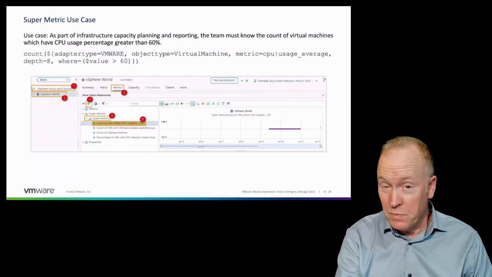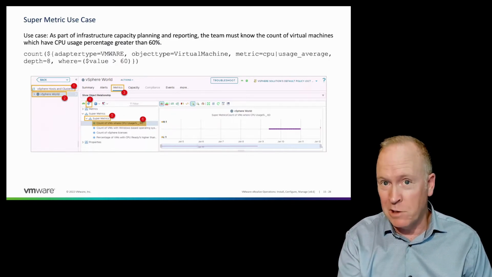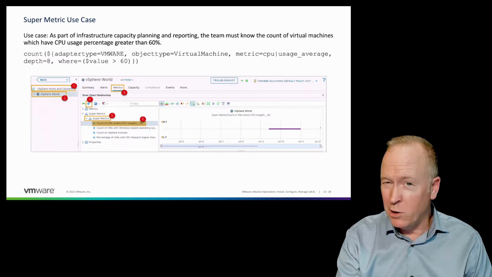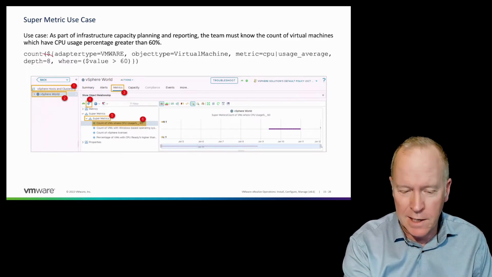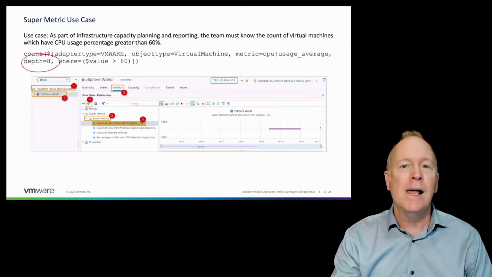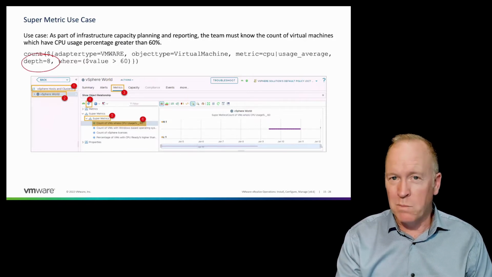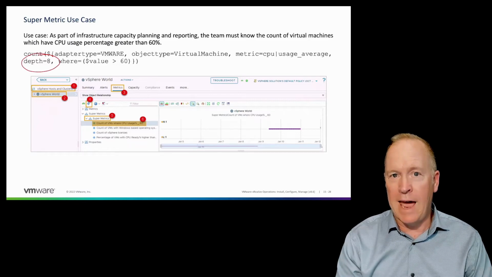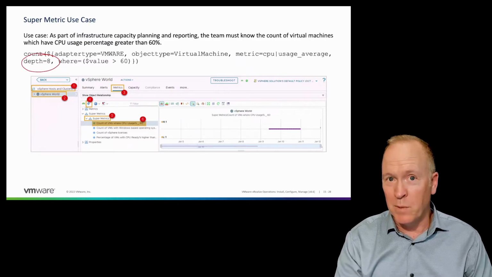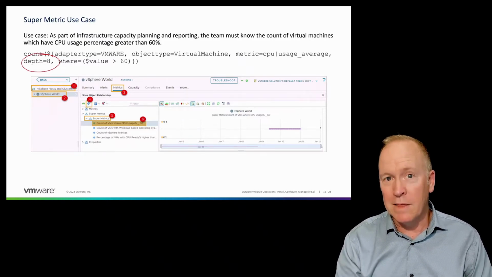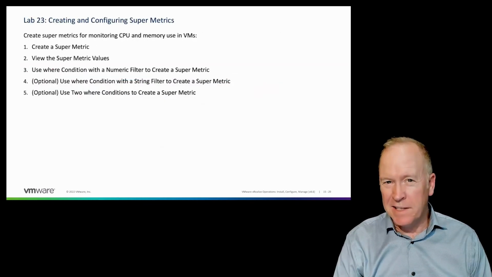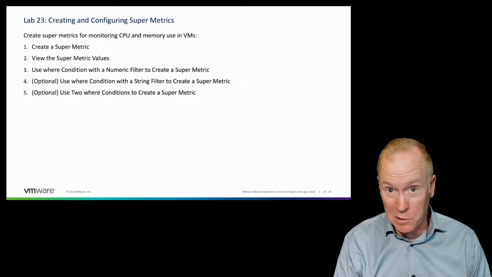Now, if you paused the video and looked at the formula like I challenged you to do, there's one more part of this formula that you're probably asking yourself about, which is this high depth value. In our earlier examples, our depth values were much smaller numbers, like 1 or 2. But if you wanted to get a count of the virtual machines across your entire infrastructure that had CPU usage above 60%, adding this higher depth number would allow you to evaluate this supermetric formula on all the virtual machines in your entire infrastructure.